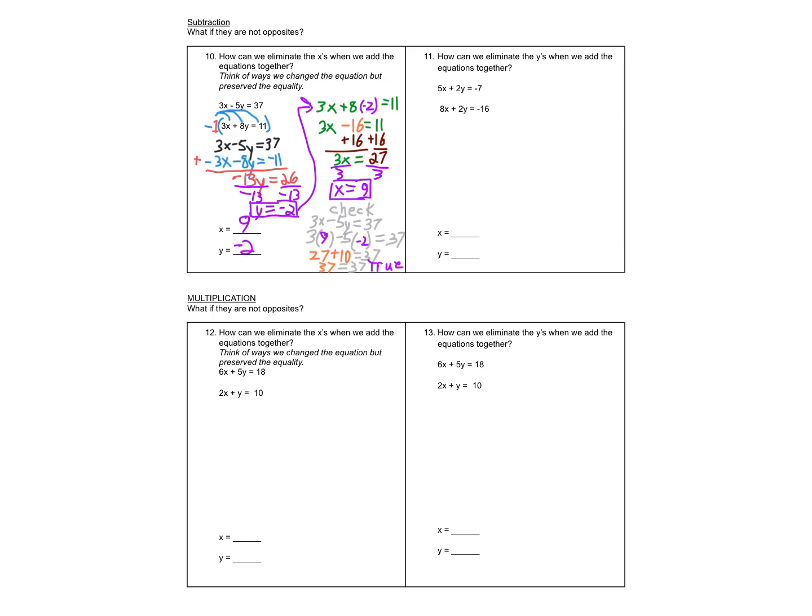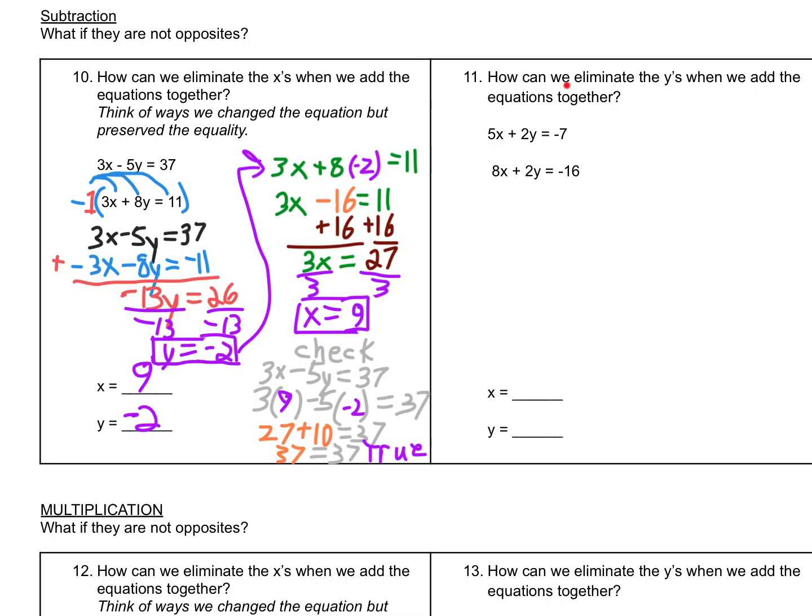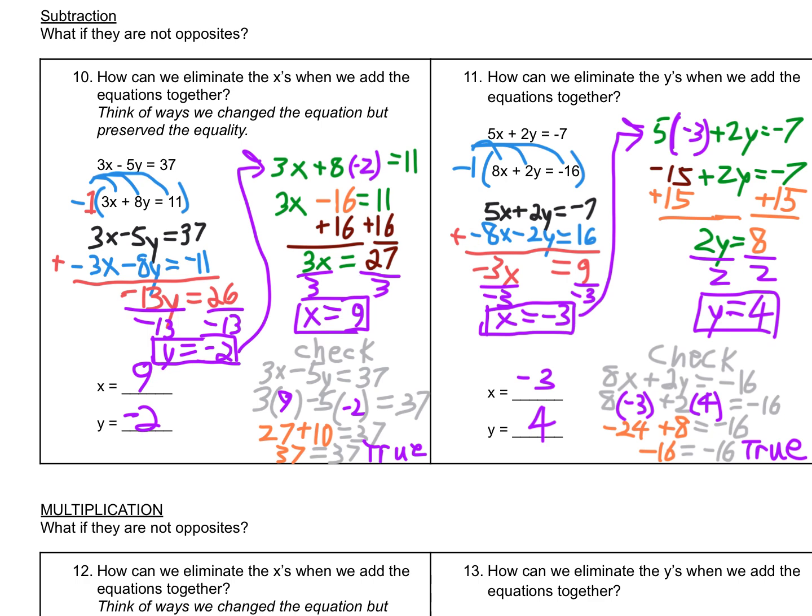Now let's take a look at 11. We're going to use the same idea as we did, but this time we want to eliminate the y's. Take a moment and see if you can do that. Otherwise, again, that'll look like this. I essentially multiplied everything by negative 1. So we have 5x plus 2y equals negative 7, and negative 8x minus 2y equals positive 16. Remember, all the signs flip to the opposite sign. Now when I add them together, one of the variables should eliminate. We have a positive 2y, negative 2y. My y's will cancel. So 5x minus 8x is negative 3x.